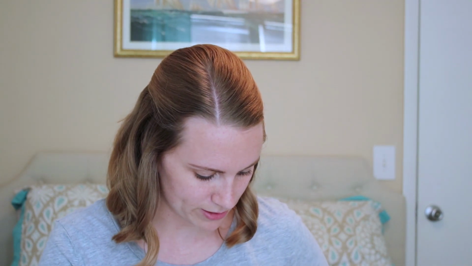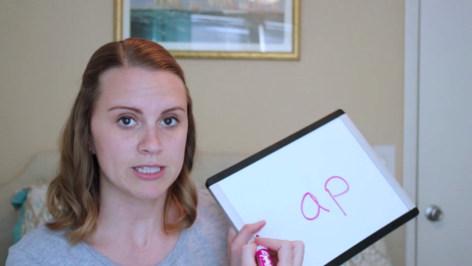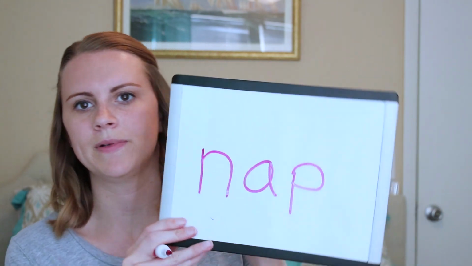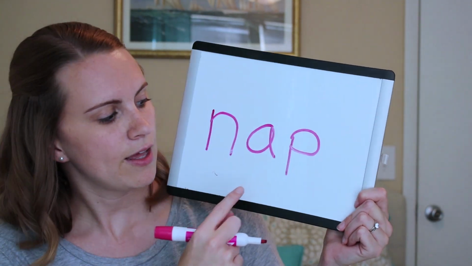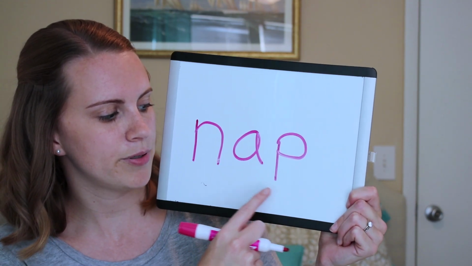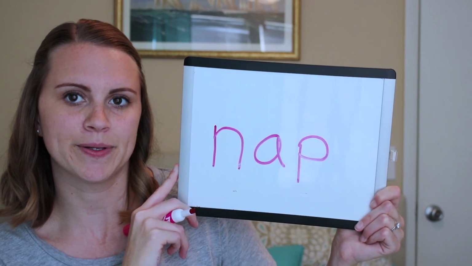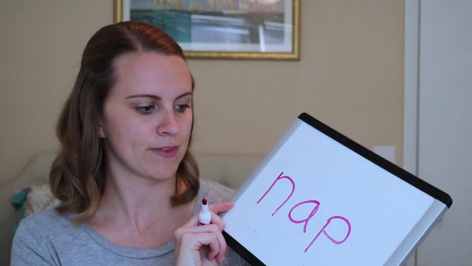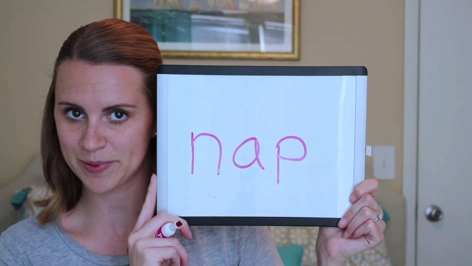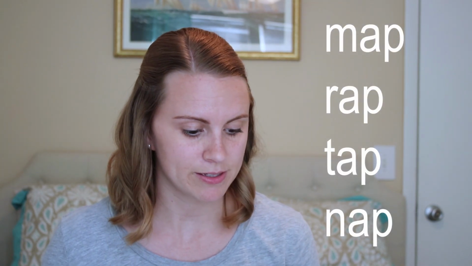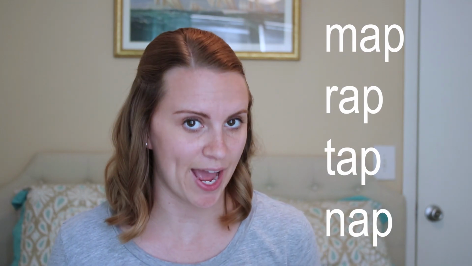Now if I get rid of the T and I put the letter N, what word does it become? Nap. Right? Like you're taking a nap because you're really tired. Nap. N-A-P. Nap. So go ahead and write this one down. Okay. And let's see, you should have the words, and go ahead and put your finger under your first word. You should have the word map, rap, tap, and nap.